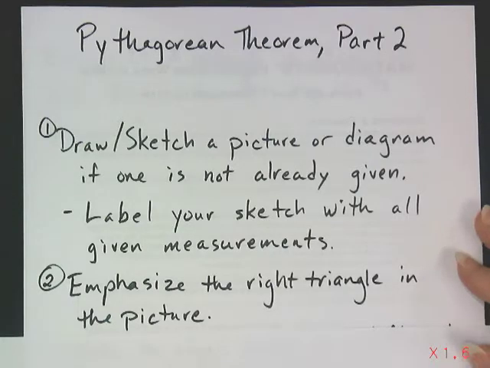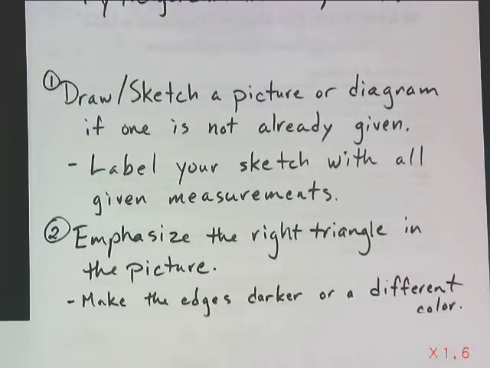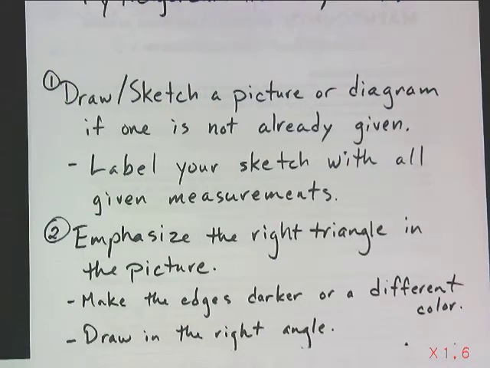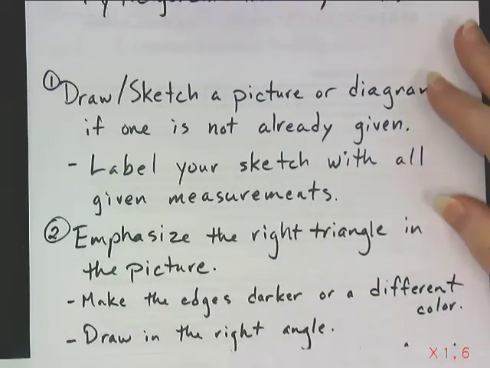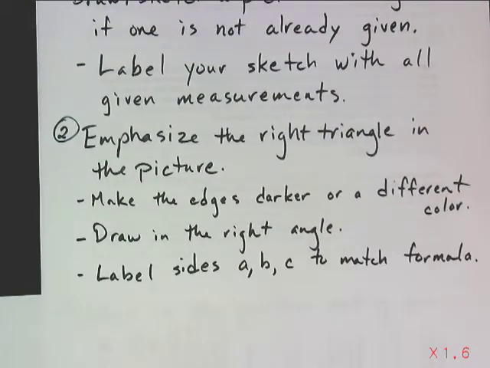There are lots of ways that you can emphasize that right triangle. So either using a different color or just with your pencil darken in the edges so that you can focus on the right triangle part of the whole picture. It also helps to draw in the right angle in the diagram, as well as labeling your legs A and B and labeling your hypotenuse C so that you know which parts of the formula you already have.